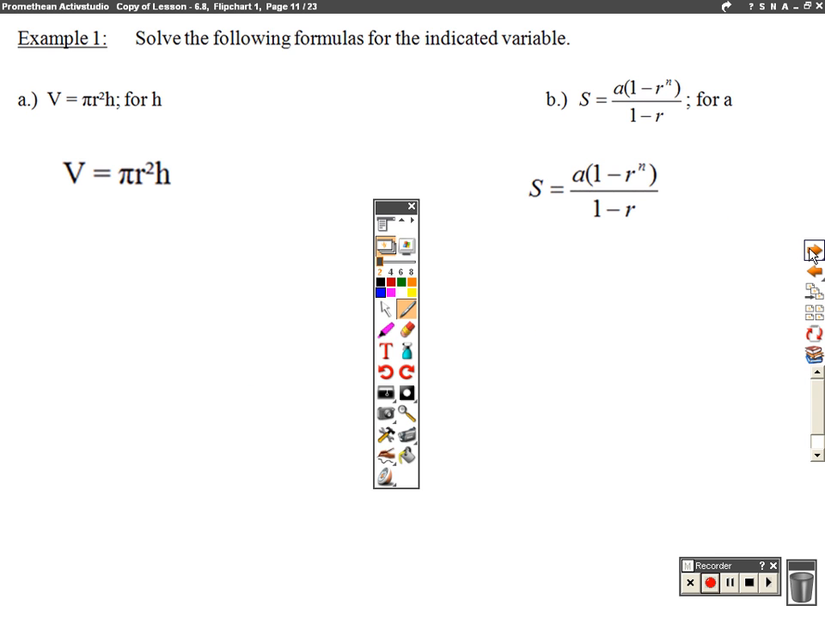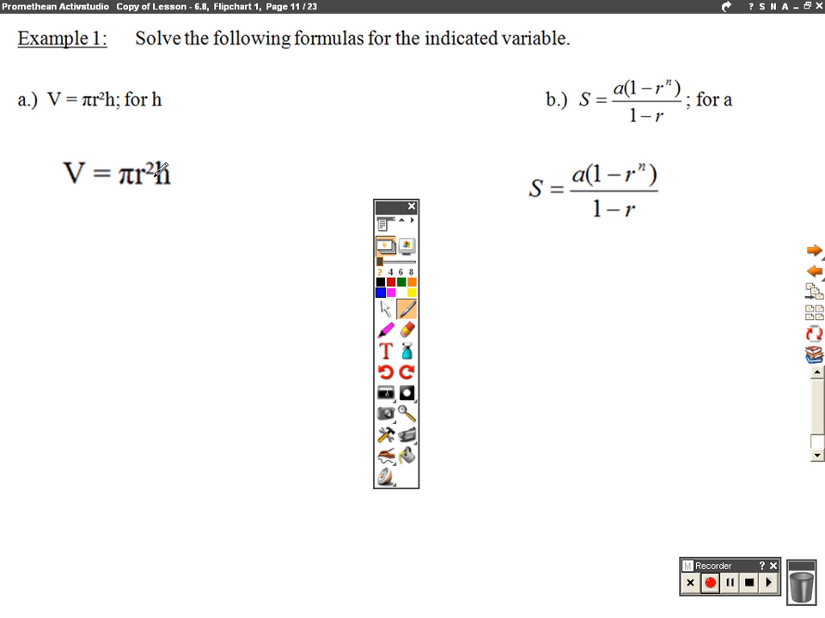Okay, we just have a couple examples to get through and then the checkpoints. Like I said, you're going to be given a bunch of formulas and you need to solve for a certain variable. This first example, V equals pi r squared h, is the formula for the volume of a cylinder with a radius r and a height h. You don't really need to know what these formulas represent. I'm more concerned with you being able to do the math and solve for one of the variables. So here we're supposed to solve for h.